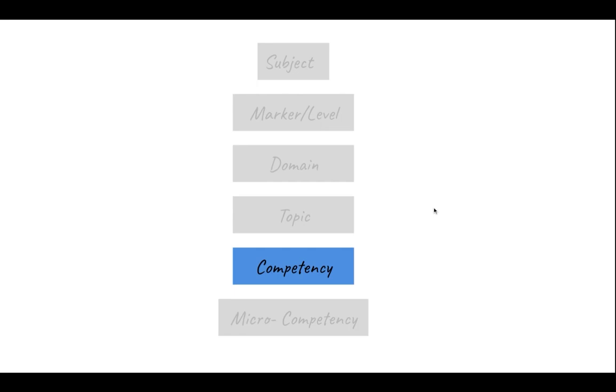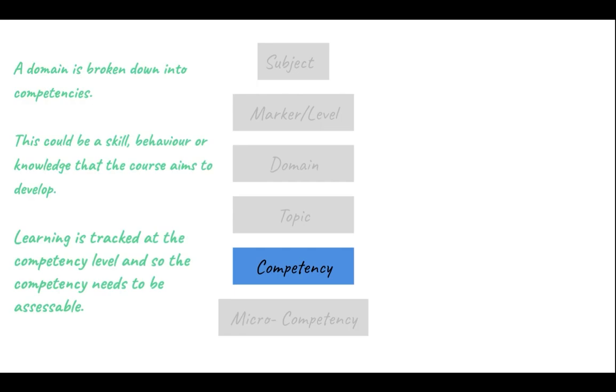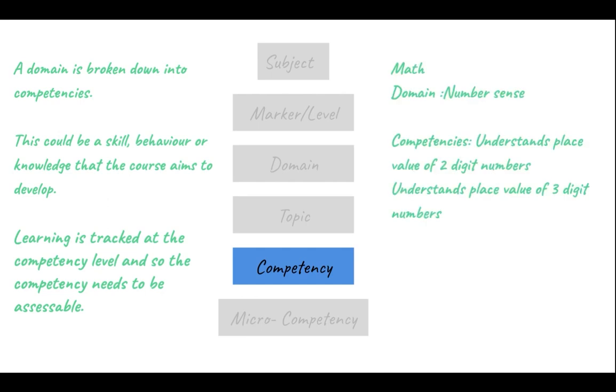Each domain is further broken down into competencies. A competency could be a skill, behavior, or knowledge that the course aims to develop. On the Navigator, learning is tracked at the competency level, and so the competency needs to be accessible. Each competency becomes a lesson on the Navigator. An example of competencies under the domain of number sense could be understanding place value of 2-digit numbers and understanding place value of 3-digit numbers.